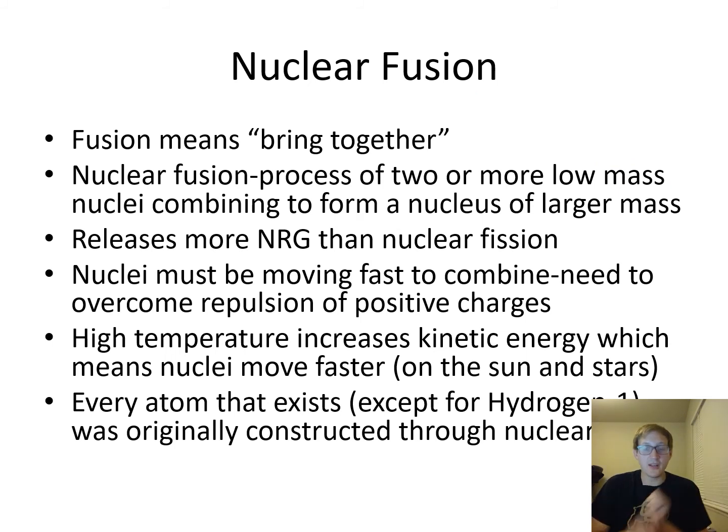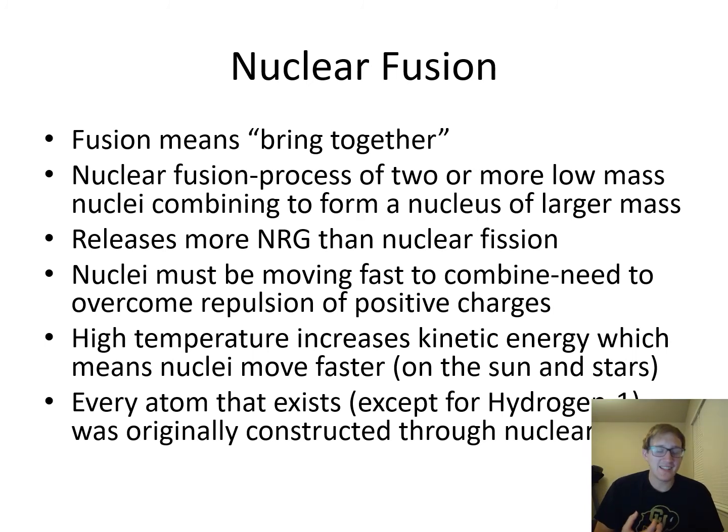Okay, the other kind of nuclear reaction is fusion, which we talked about in Earth science. If you remember back to freshman year, when we talked about the sun, inside of the sun is where nuclear fusion happens, and that's where we bring two nuclei together to form a new one. Nuclear fusion is the process of two or more low mass nuclei combining to form a nucleus of larger mass. This releases an incredible amount of energy, even more so than the fission we were talking about with the chain reactions.